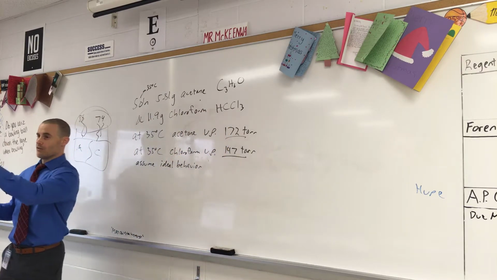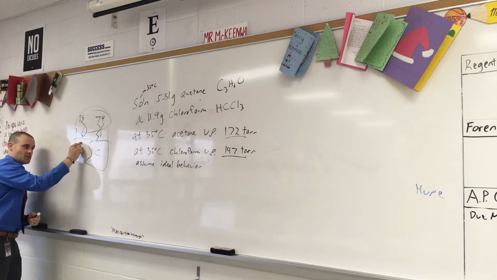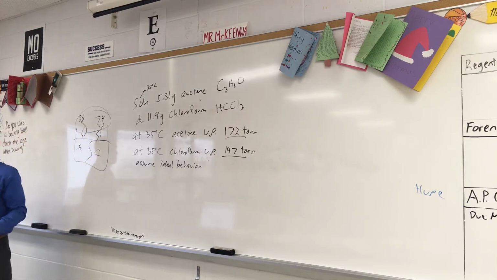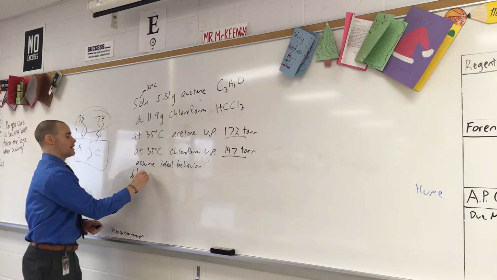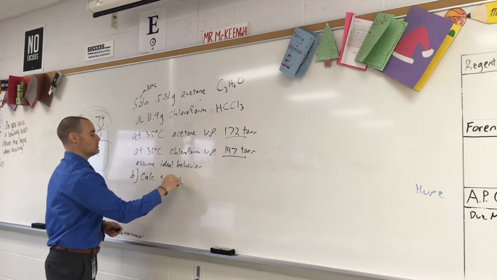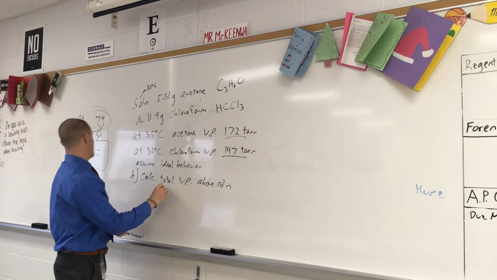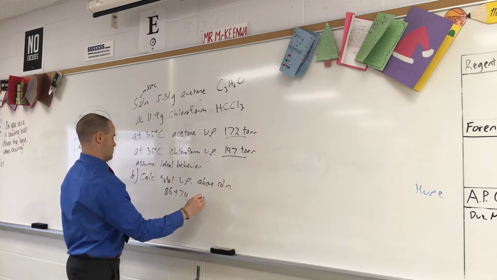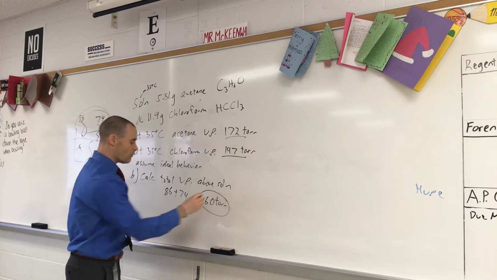Logically, sitting here right now, hopefully some of you are coming to this conclusion. If I know the vapor pressure of this one, and I know the vapor pressure of this one, what's the total vapor pressure? Just add it. That's it. So part B, calculate total vapor pressure above solution. It's going to be 86 plus 74. What did we say that is? 160? Yeah. 160. Hopefully that makes sense.